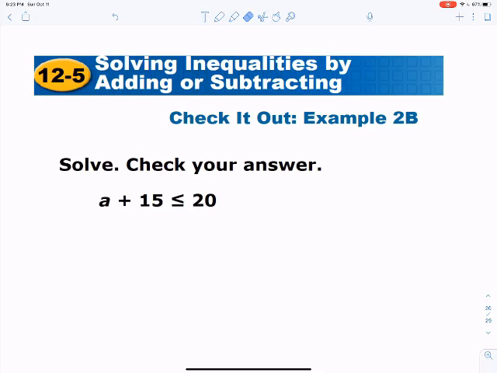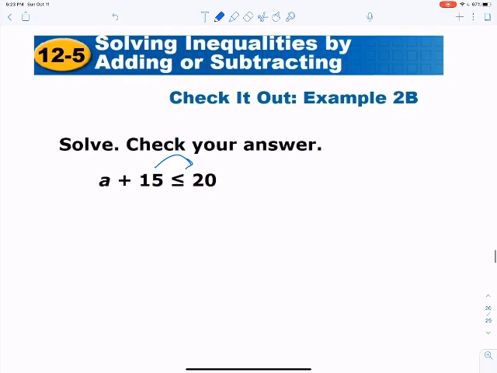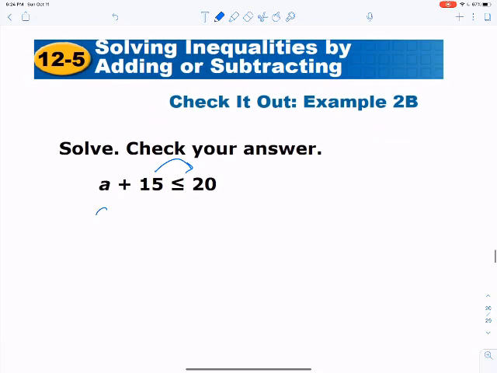Okay, so let's see how you did. I'm going to move this 15 over to be with the 20 because my letters are already together. So a plus 15 plus negative 15 is less than or equal to 20 plus negative 15. My 15s on this side go away and I'm left with a is less than or equal to 20 plus negative 15, which gives us 5.